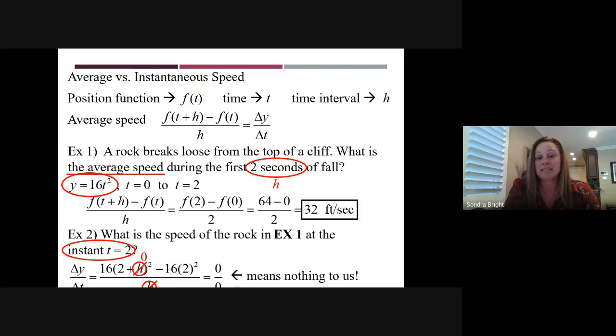This means nothing to us at this point. You'll learn later on what we can do with this. We can evaluate it further. But for right now, 0 divided by 0 means nothing. And that's where the idea of limits comes in.